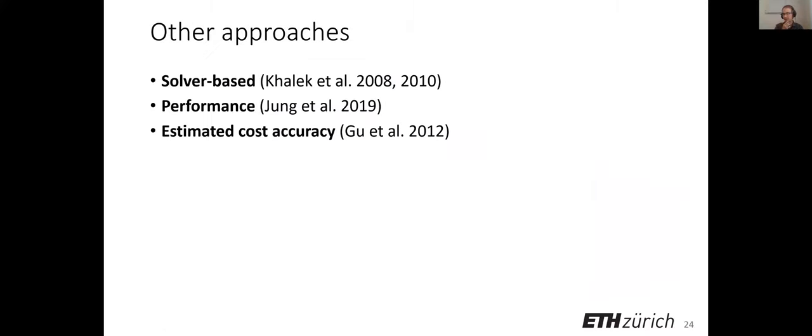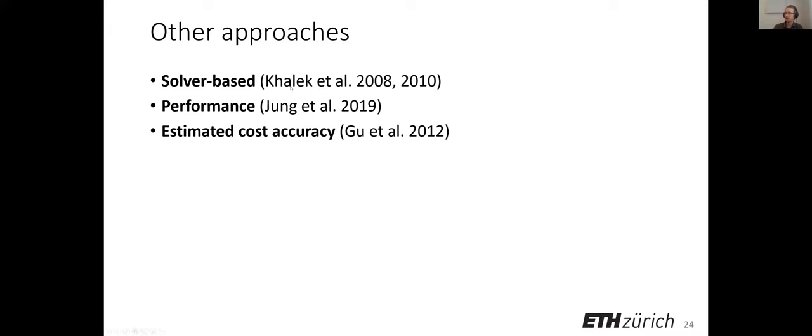So besides fuzzing and differential testing, other approaches have also been proposed. I just very quickly want to go over them. One approach specifically for finding logic bugs is a solver-based one by Khalek and others. They could reproduce a number of bugs, and could also find injected bugs, but they only found one potentially new bug. So here we believe that solvers might be too slow to be effective in an approach like this.